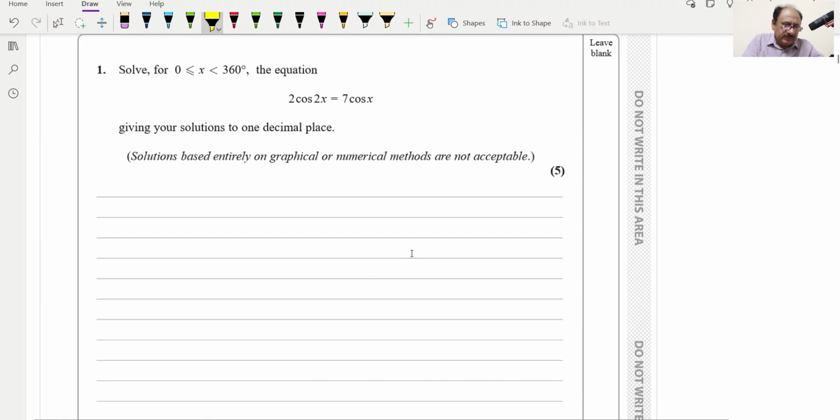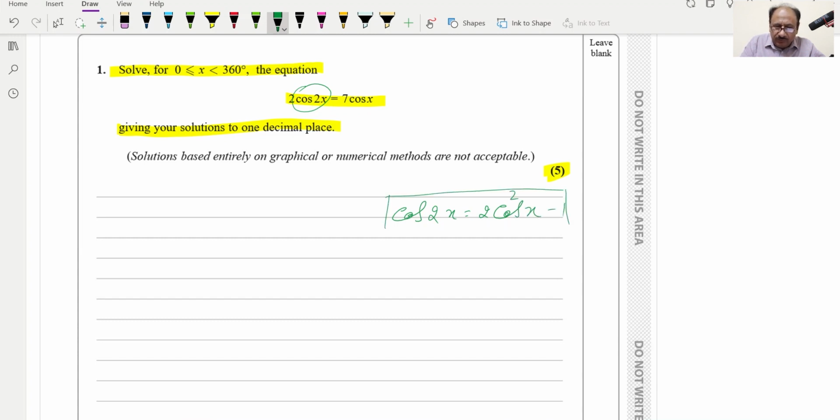Question 1 says: solve for this range the equation 2 cos 2x is equal to 7 cos x, giving your solution to one decimal place, and this is a 5 marks question. We can write the formula. The formula for cos 2x is cos 2x equals 2 cos squared x minus 1. This is the formula which we will be using in this question.